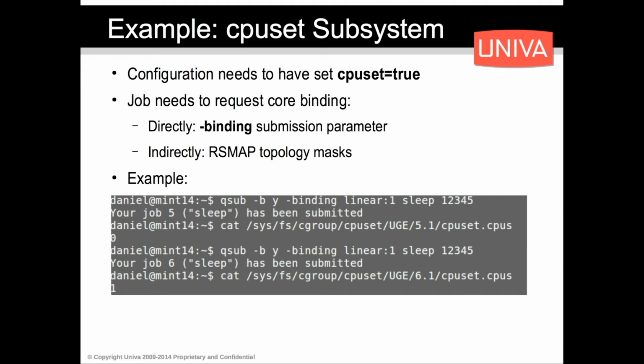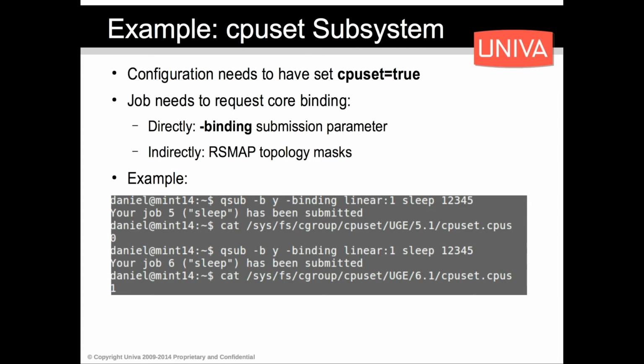In this example, you see how the cpuset subsystem can be used. Here, it requires just in the configuration to set cpuset equals true. Then the job needs to request the core binding either directly by using the -binding submission parameter or indirectly by using RSMAP topology masks. What this is, we will see later.